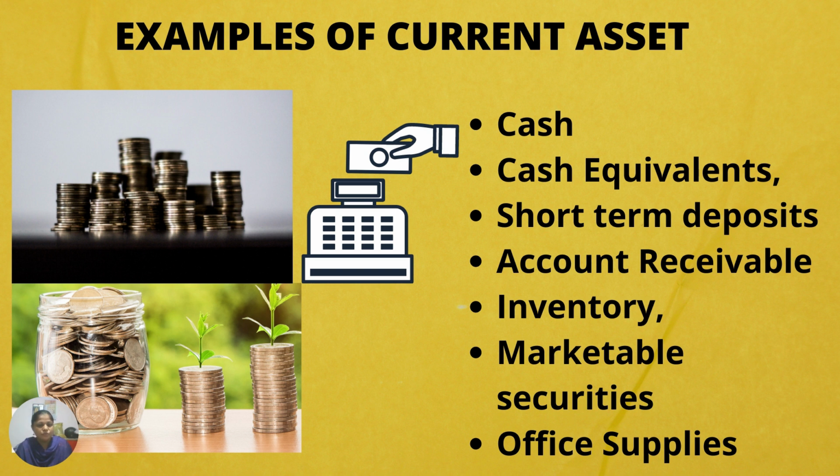Inventory. Inventory is also known as stock. We invest money in stock for future profit. Then marketable securities. Marketable securities are also important for our business. Then office supplies. Office supplies are related to offices, to the office department. It is very important.